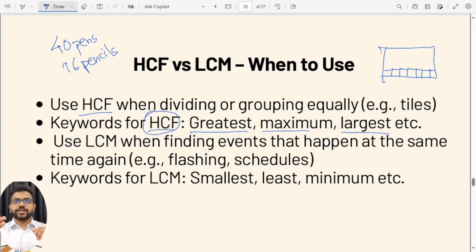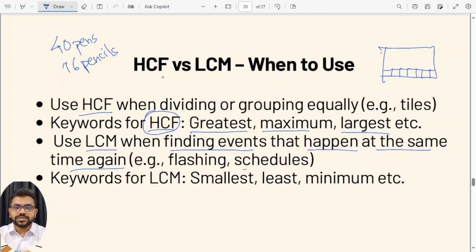When you get questions related to HCF and LCM, they might not directly ask you to find HCF or LCM. So from these keywords, you'll get to know what to do in that math. Okay, and we use LCM when finding events that happen at the same time again in the future. All right, let's say two flashes are there, one flashes every 15 seconds, another flashes every 20 seconds. If they start at the same point, at what time in the future are they going to flash together again?